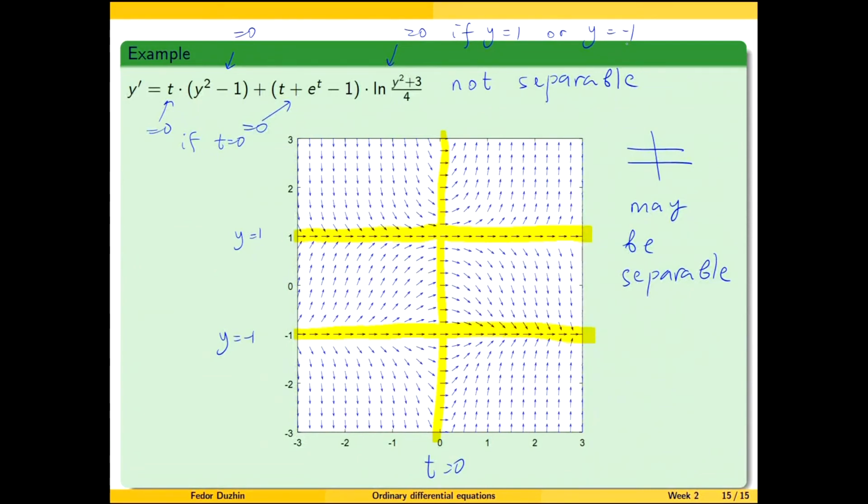So what I want to say is that if you look at the direction field, and the set of zeros of the right hand side of the differential equation has the right structure, which is the union of vertical lines and horizontal lines, then the equation may be separable or may not be separable. But if the set of zeros of the right hand side is anything else but the union of vertical and horizontal straight lines, then the differential equation is definitely not separable.